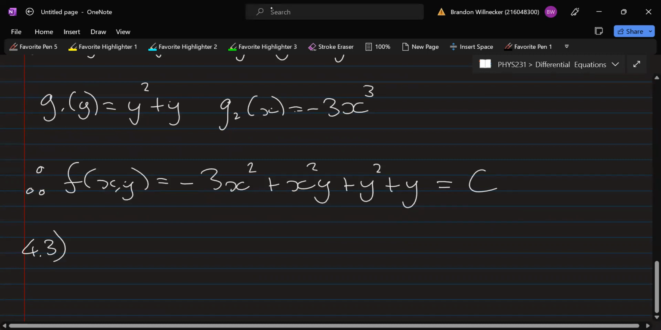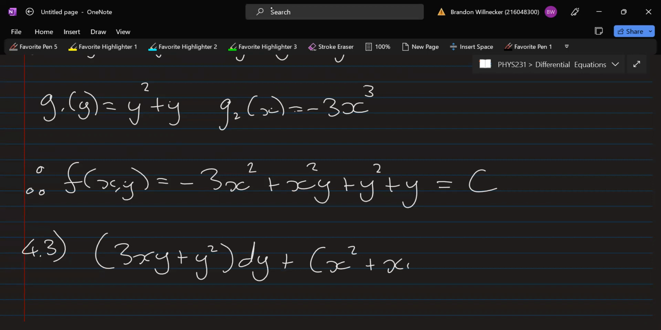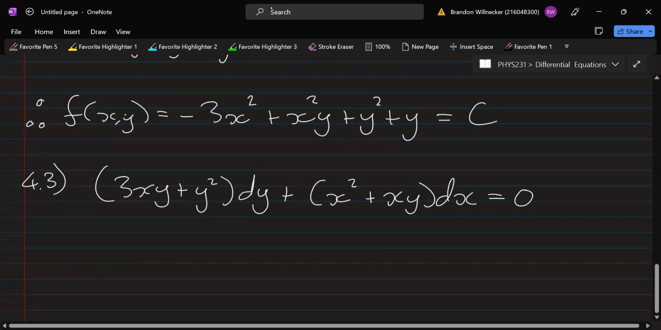Okay, so we have the following: (3xy + y²) dy + (x² + xy) dx = 0. And we want to check if this is exact or not.